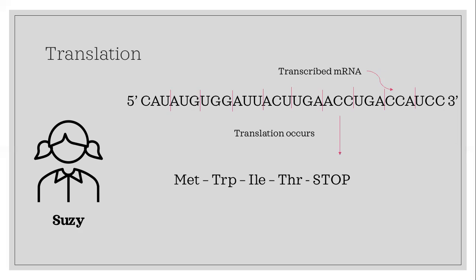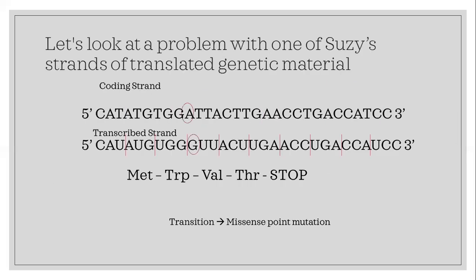In Susie's genetic material, you can see that we found the AUG start codon coding for MET, and then continued coding until we got to the stop codon, which in this case was the UGA anticodon. Our codon sequence for Susie was MET, TRP, ILE, THR, and the stop codon.